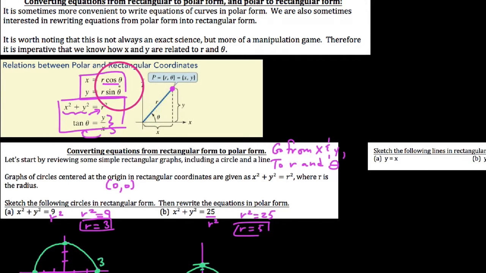Or we could say, here's our r cosine theta. If we had an r cosine theta, that'd be the same thing as x. So maybe everywhere we see an x, we could rewrite it in r cosine theta form. That would be an r and a theta. Or maybe wherever we see a y, we could rewrite that as r sine theta.